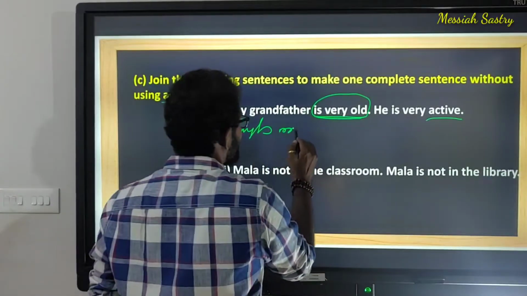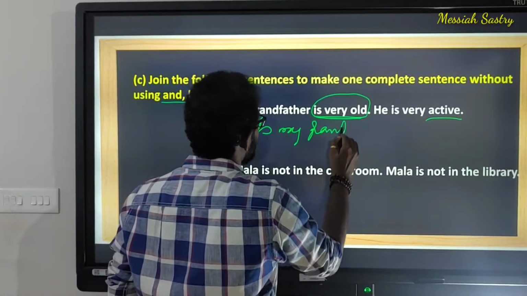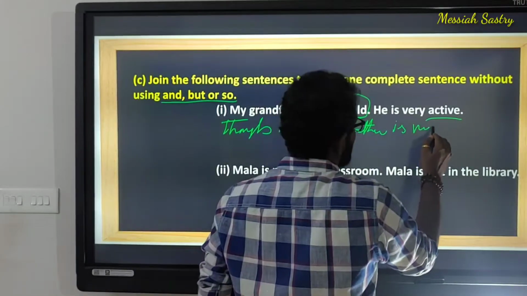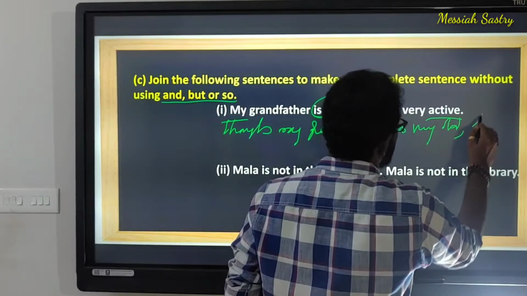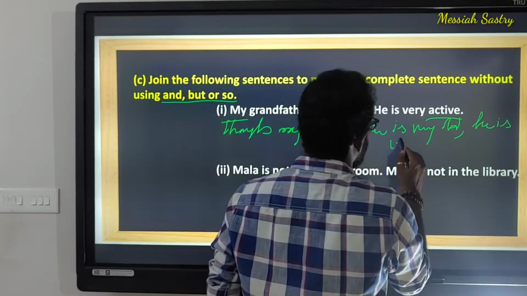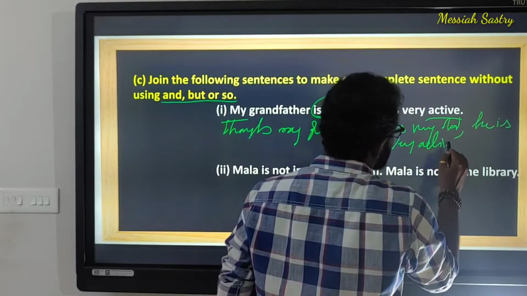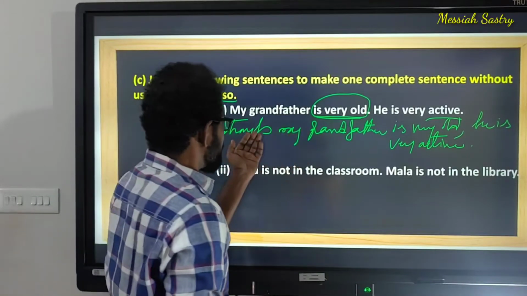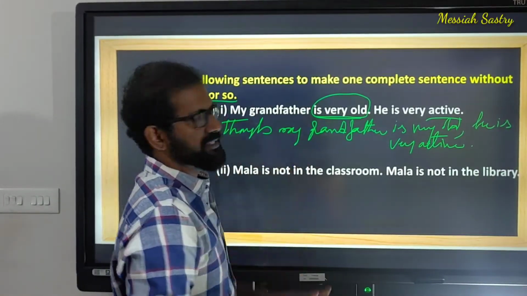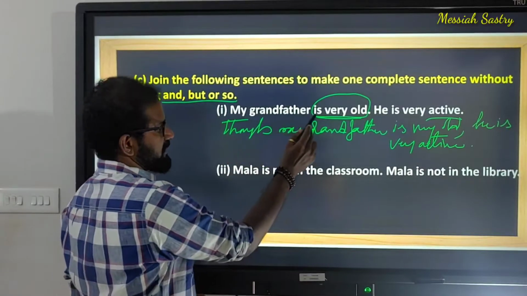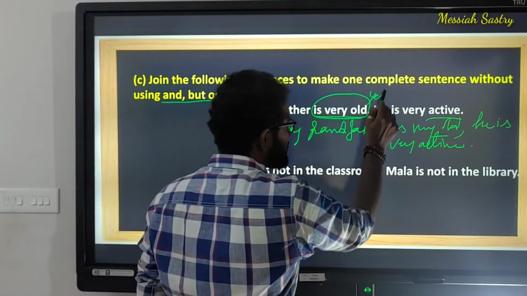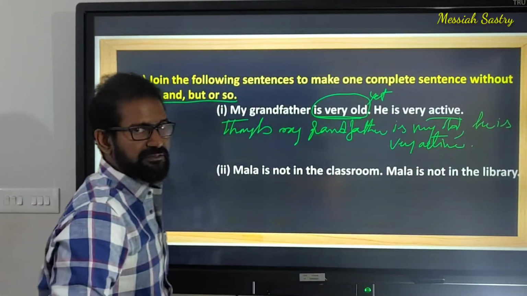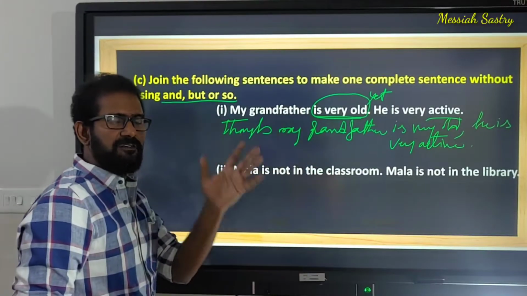Though my grandfather is very old, he is very active. So though, although, even though. We can also write using yet. My grandfather is very old, yet he is very active. We can also write using in spite of or despite.